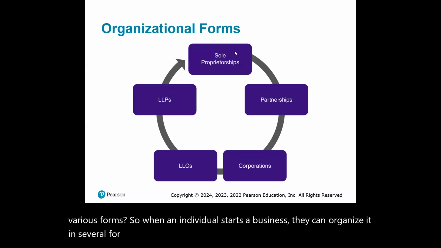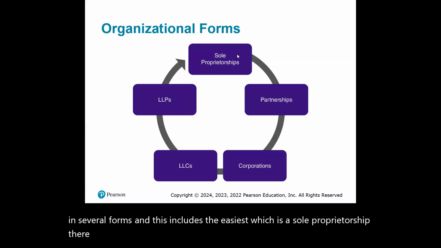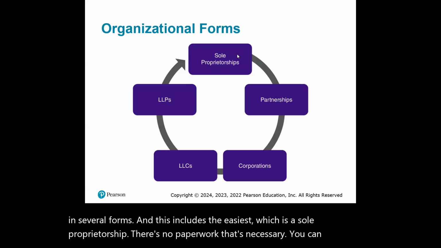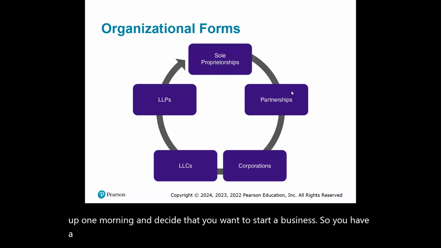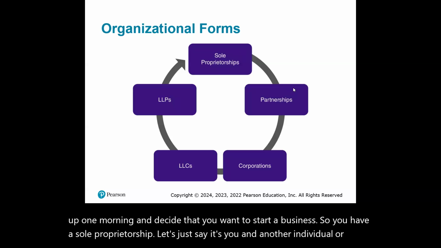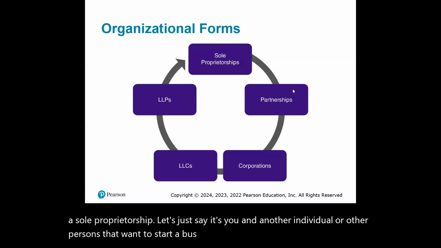When an individual starts a business, they can organize it in several forms. This includes the easiest, which is a sole proprietorship. There's no paperwork that's necessary. You can just wake up one morning and decide that you want to start a business, so you have a sole proprietorship. Let's say it's you and another individual or other persons that want to start a business. You can start a partnership.